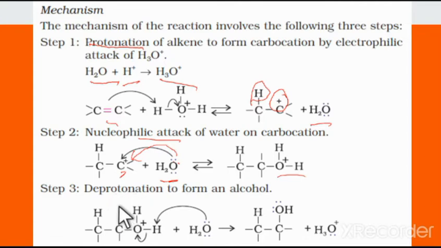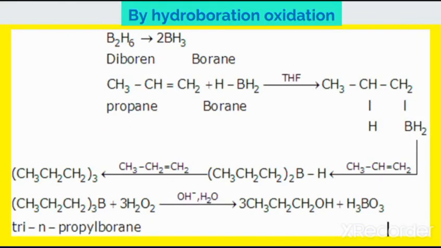Now the third step: this oxonium ion loses H plus by reacting with water. The water takes the H plus, and in that case it forms the alcohol, which also releases H3O plus. So this is the three-step mechanism. First step is protonation. The second step is nucleophilic attack by the water molecule on the carbocation. Third step is deprotonation to give the alcohol. This mechanism is important.